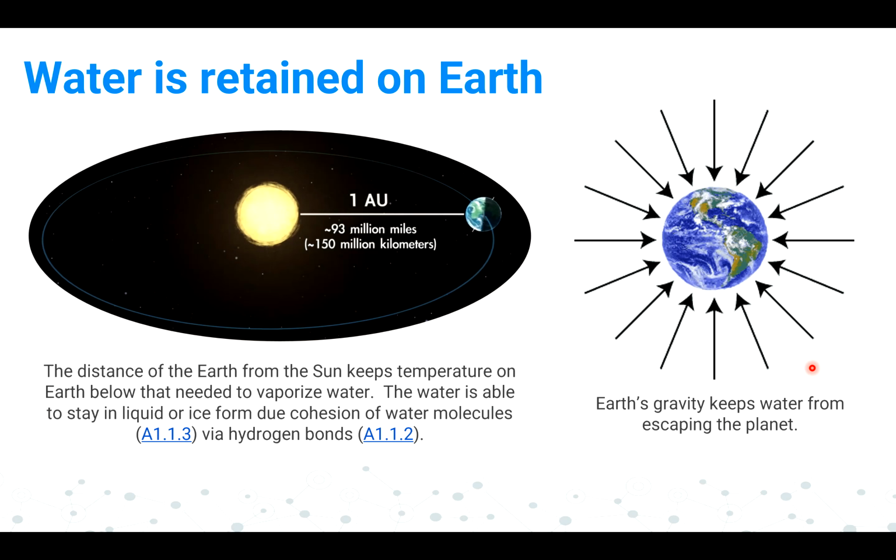Water is retained on Earth. The distance of the Earth from the Sun keeps the temperature on the Earth below that needed to vaporize water. So that's the best thing, right? If water is getting evaporated, then the whole purpose will go. That is why the Sun and Earth distance is such that water does not evaporate.